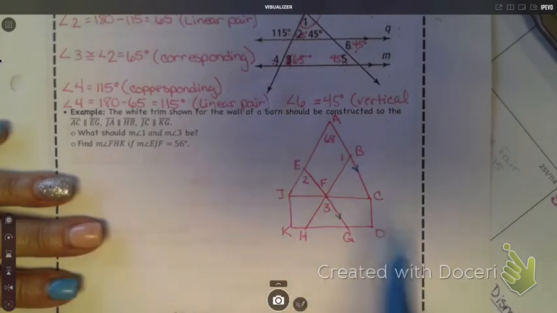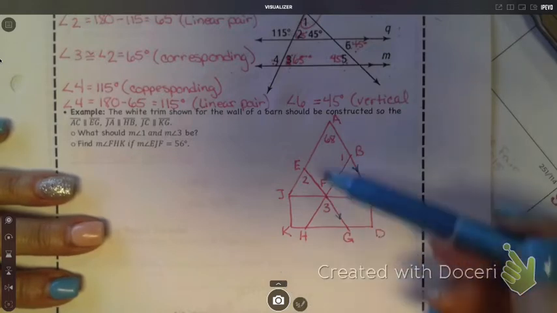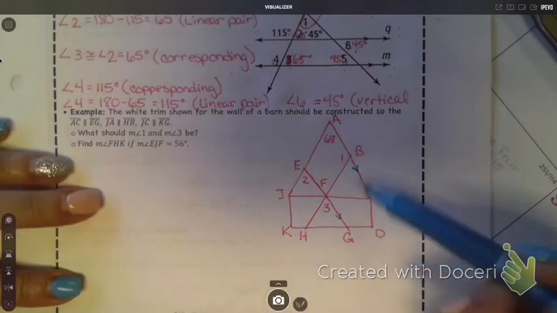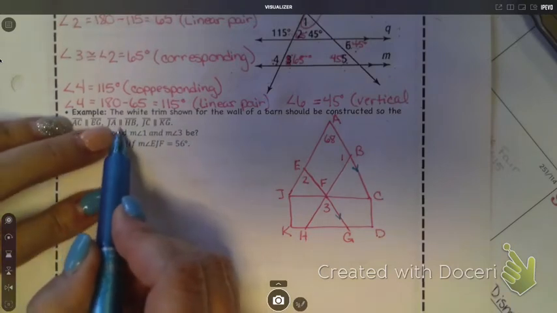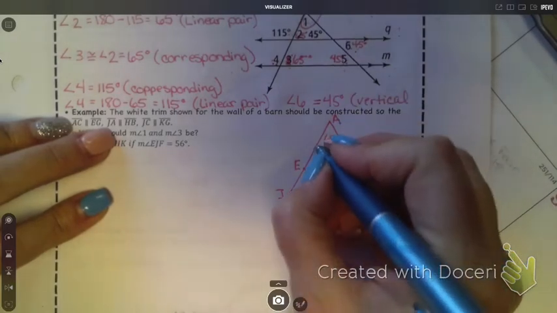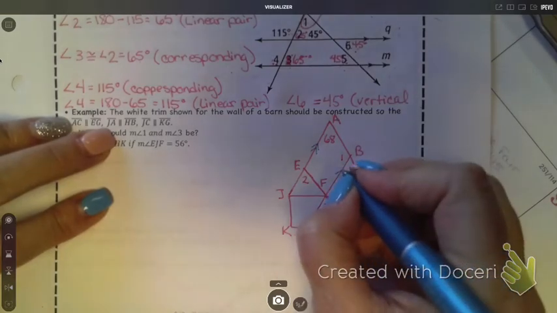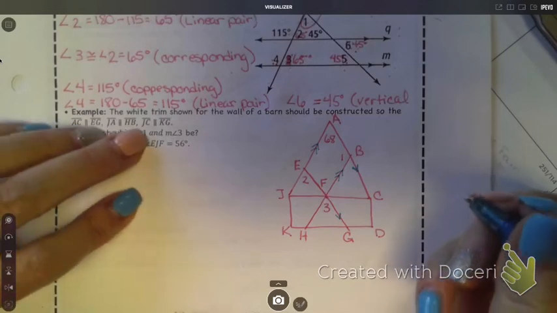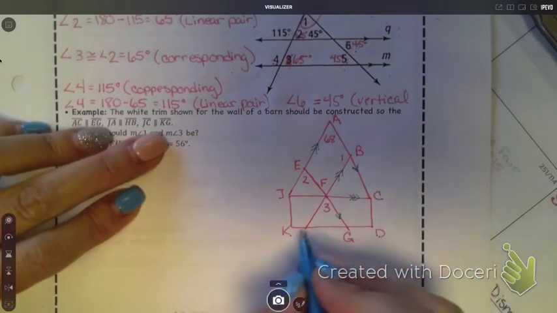Yeah? And I also have one transversal, and do I have another transversal? Yeah. So just because the barn ended, does this really go on forever? Yeah. So now I know AJ is parallel to HB. So JA, which is this one, right? So now I better put 2 as parallel to HB. And JC, now I got to put 3, don't I? Is parallel to KG.